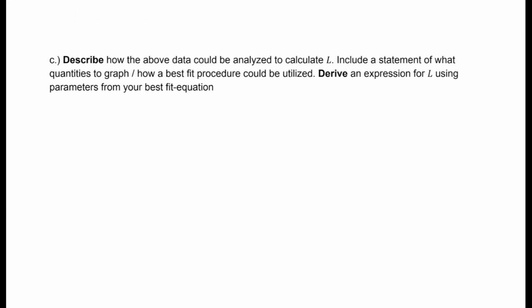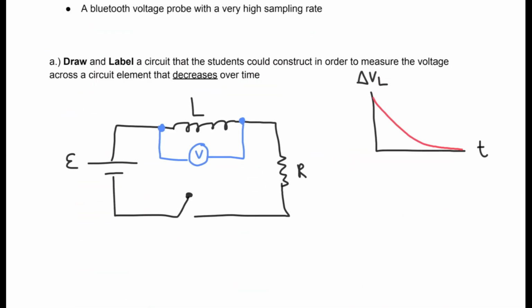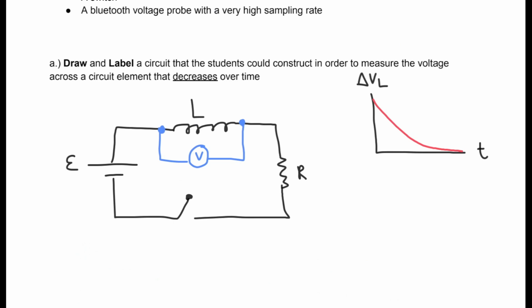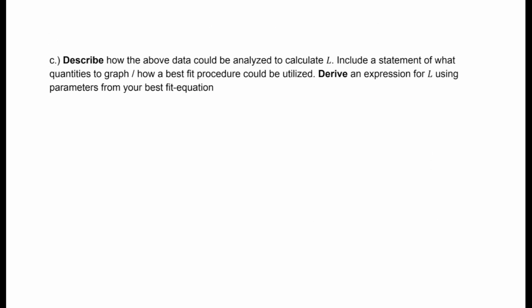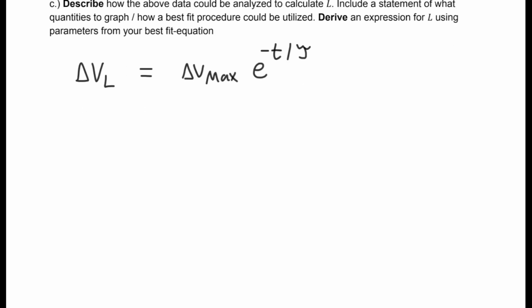Then we're going to talk about how to analyze this data to calculate L. Because we are smart humans and just remember what these functions look like, we don't need to do the differential equation here. We know for sure that since it's a decay, that delta V across the inductor is going to behave using the discharge parent graph. So we know that this is the graph that we're generating. So this is the model that we're fitting to.